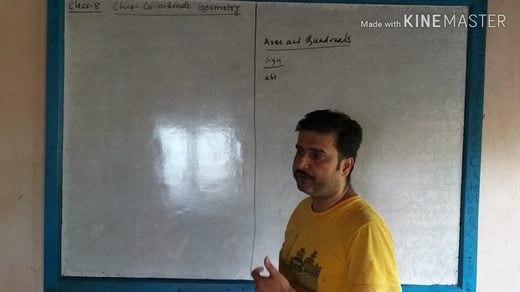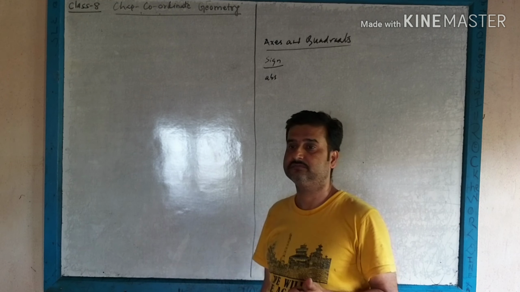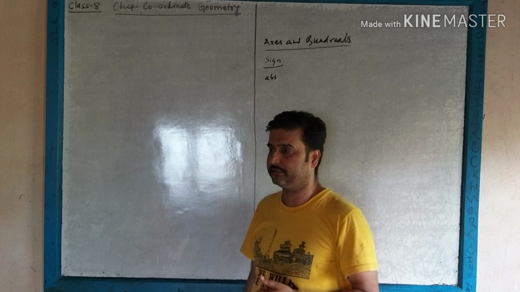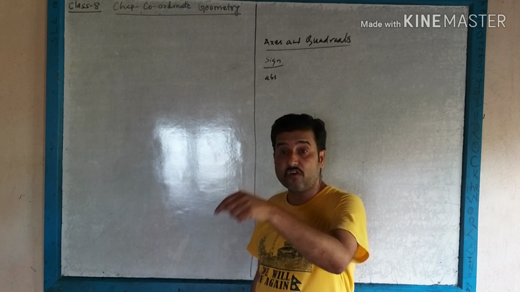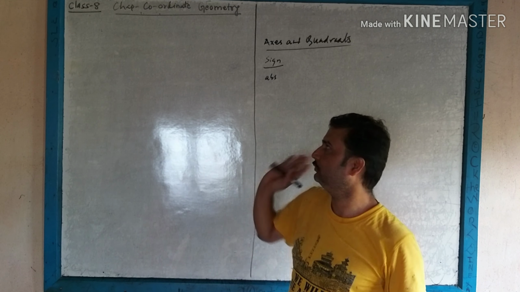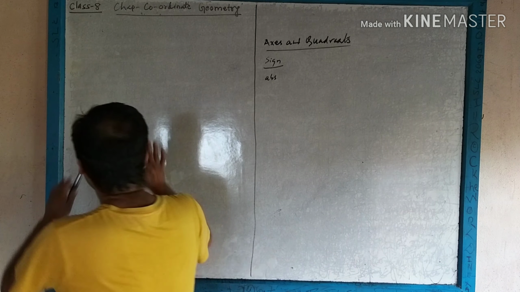Distance between 2 points. Sign of abscissa and ordinate in each quadrant. Coordinates of points on x-axis and y-axis. So on. So we go on proceeding. Let's begin.